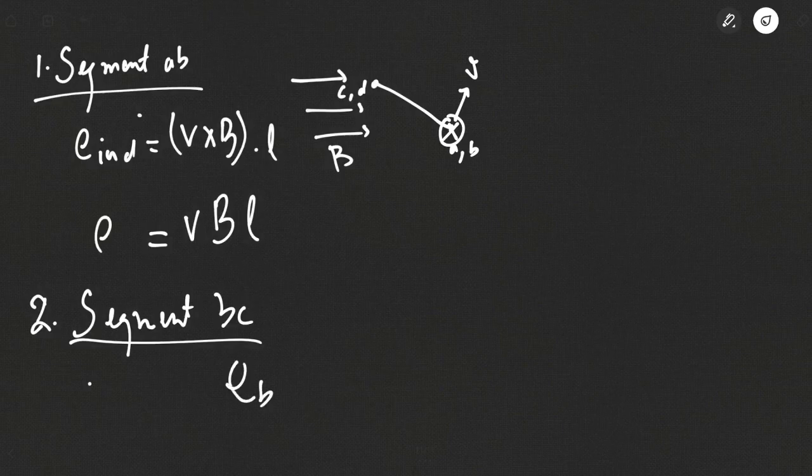So I write here, this is EAB, this is EBC. EBC comes out to be equal to 0, since V cross B is perpendicular to the line segment L. Since V cross B is perpendicular to L, VBL cos 90 means 0. Then comes segment CD.